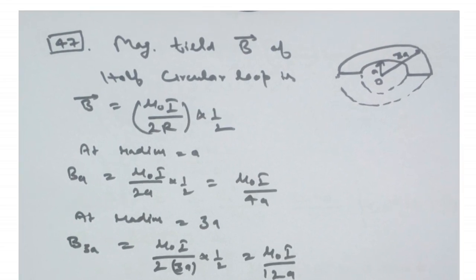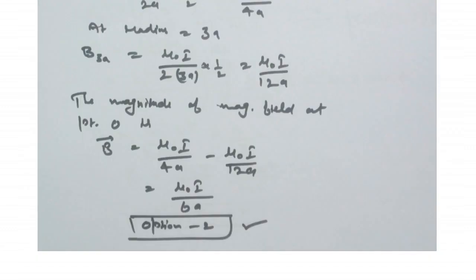You can see that the magnetic field B vector of a half circular loop is given by mu naught I upon 2r into half, and this is for radius r. Now at radius a it will become mu naught I upon 4a, and the next is at radius 3a, where the magnetic field will become mu naught I upon 12a. Now the magnitude of the magnetic field at point O is given by the magnetic field at radius a minus the magnetic field at radius 3a. So after subtraction we will get mu naught I upon 6a. So that is the right answer, which is option 2.